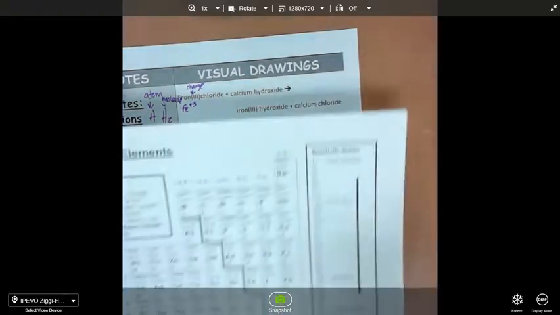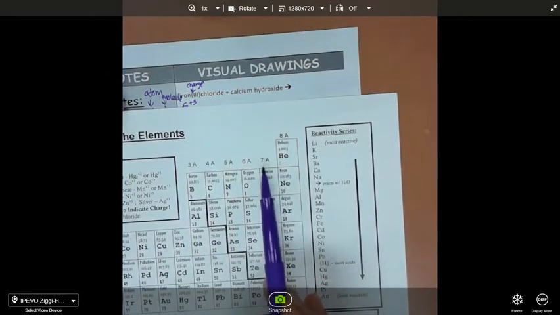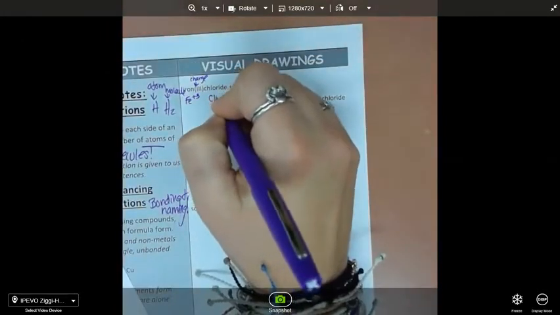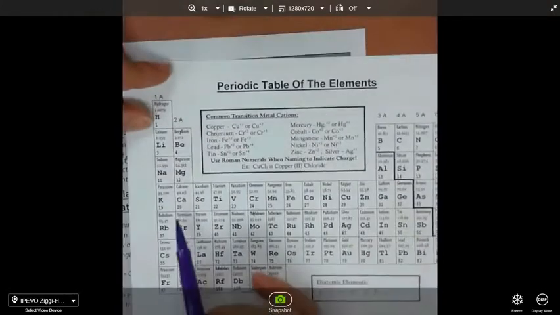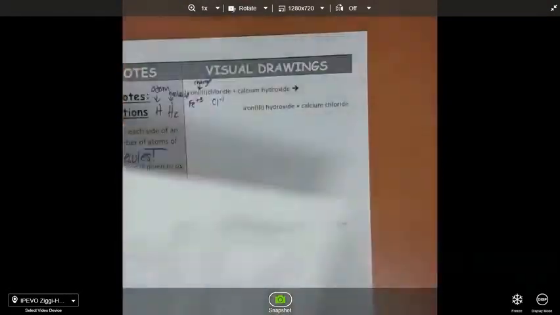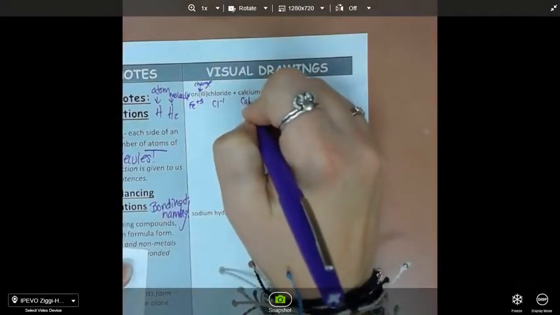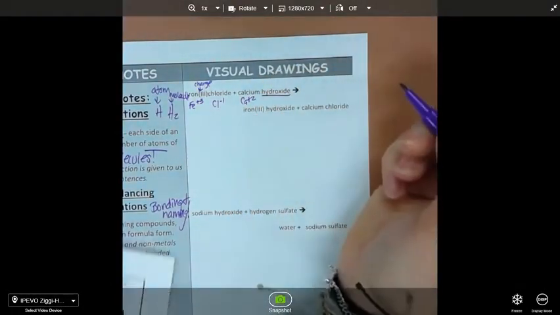Chlorine or chloride, we have to go and look back. Chlorine is in group 7, so chlorine is Cl minus 1. Calcium is over here in group 2, so it's plus 2, Ca plus 2. And hydroxide is a polyatomic, and hydroxide is here, so it's OH minus 1.